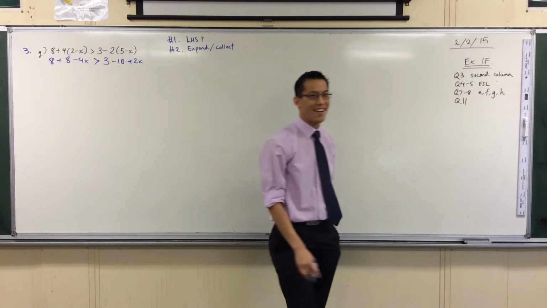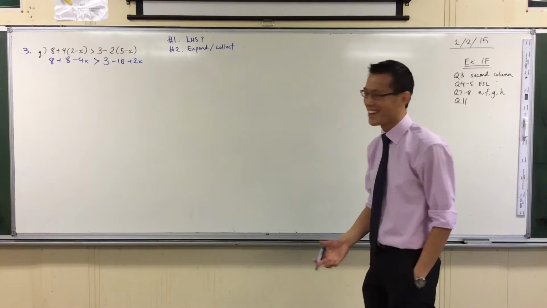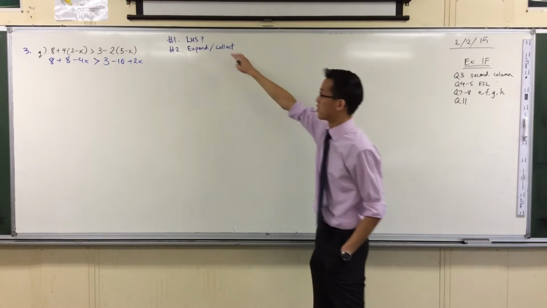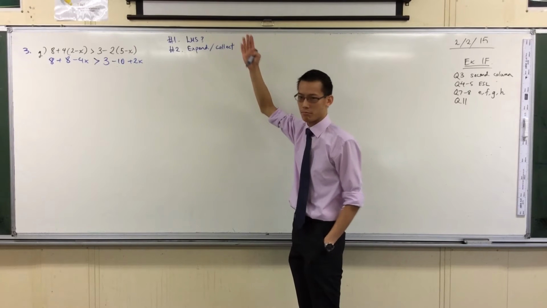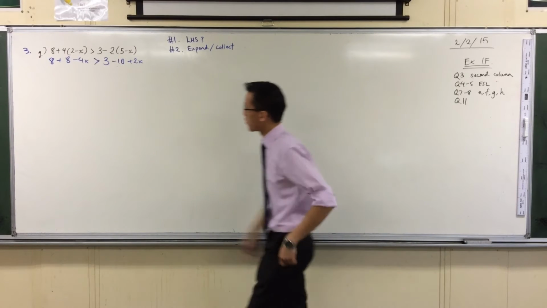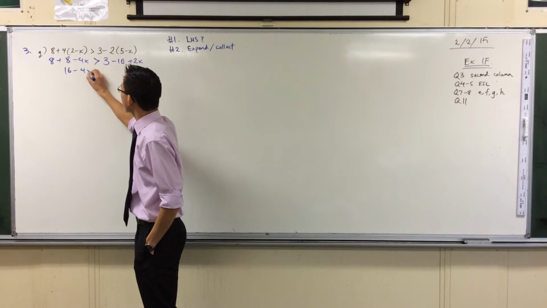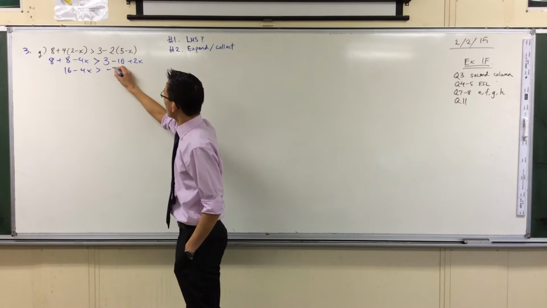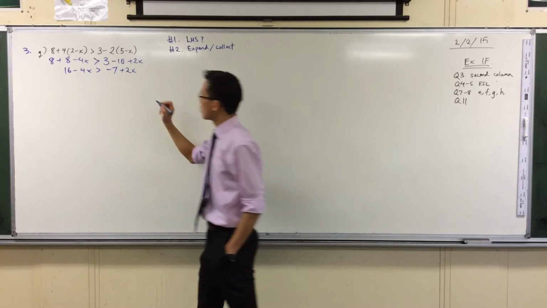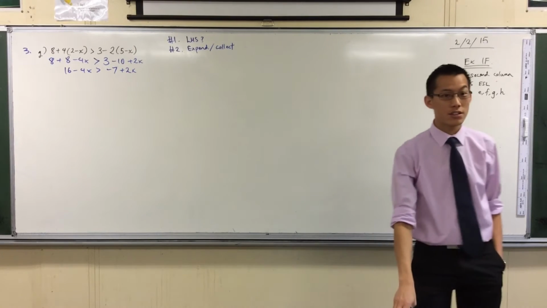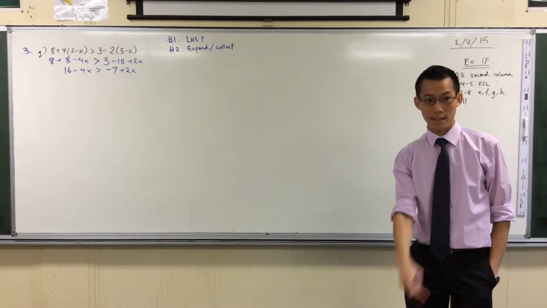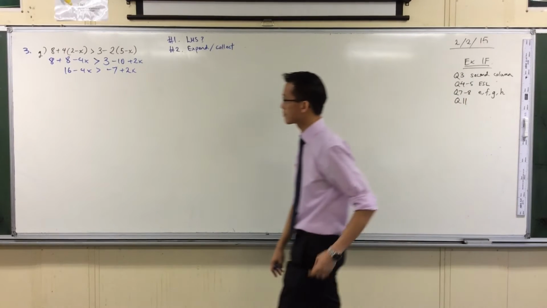No pressure. All right, I can collect my like terms now, and then I can bring everything over to one side as was originally suggested. Clearly, we're going to have to do it eventually. So I've got my 16 minus 4x over here. I've got negative 7 plus 2x over here. Okay, suggestions now? Yeah. Put x on one side, put the numbers on the other.